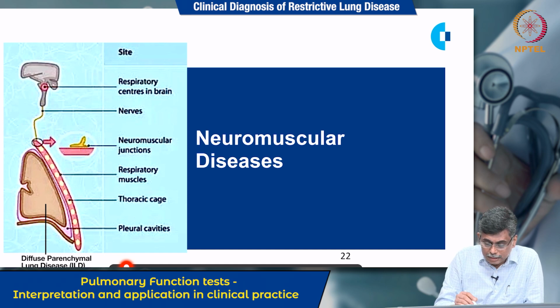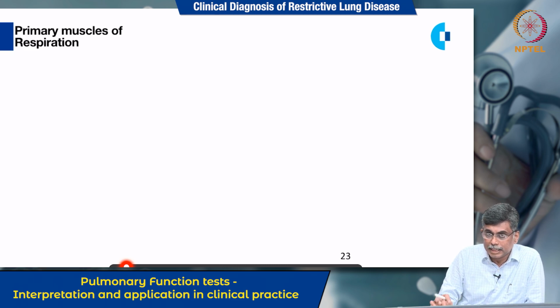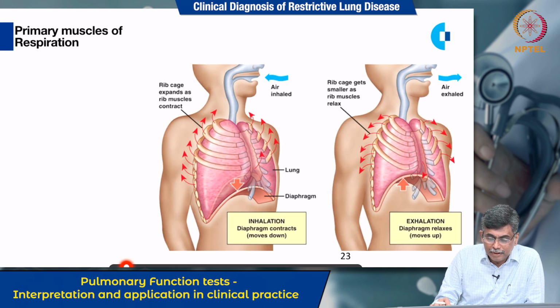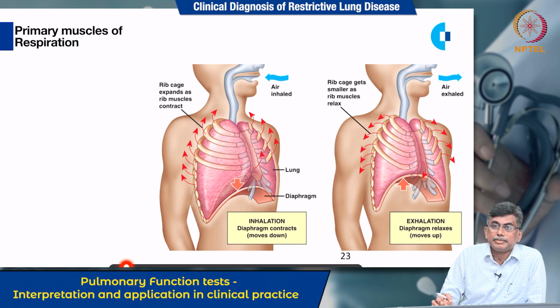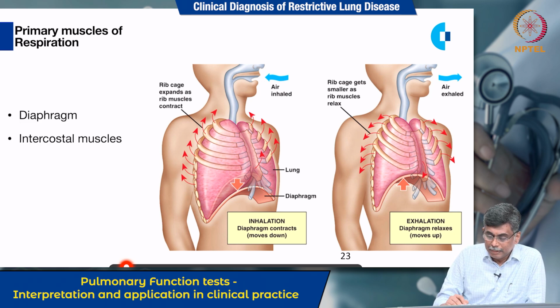Now coming to the third, neuromuscular. Neuromuscular means it involves the respiratory muscles, or the neuromuscular junction, so it could be a neuromuscular junction problem, or a nerve problem, or a respiratory center problem. Now we will see what diseases come under these categories. For that, first we have to know what the primary muscles of respiration are. The two primary muscles of respiration are the diaphragm and the intercostal muscles.